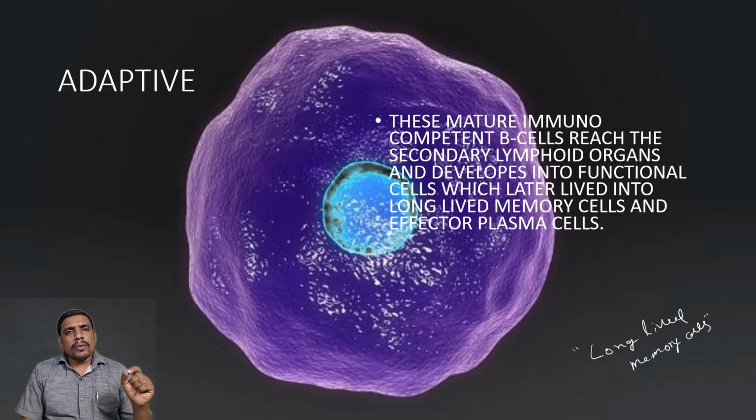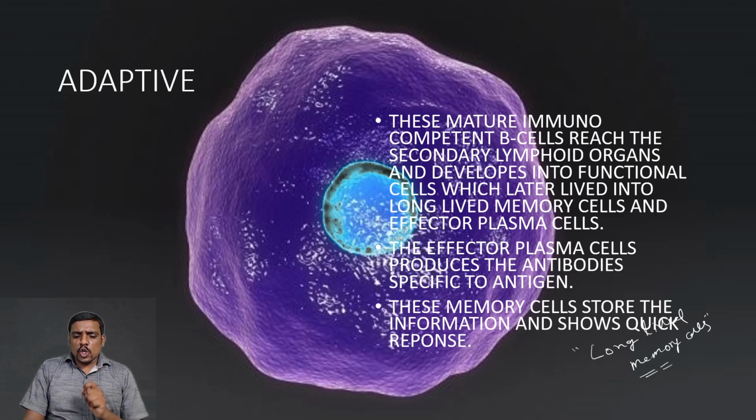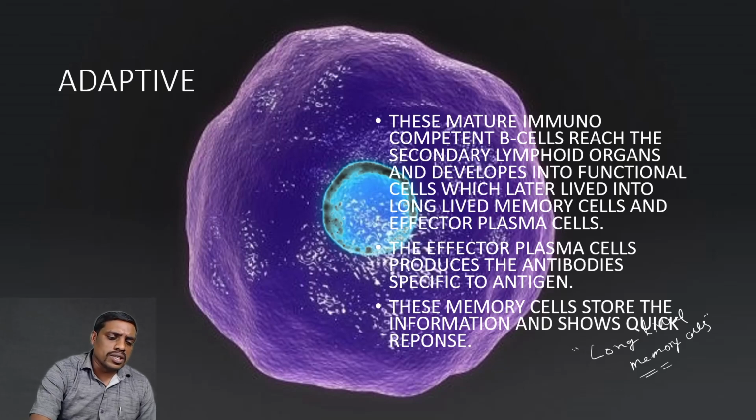These long lived memory cells produce antibodies against some disease causing pathogens. They can store the information against the disease causing pathogens if they enter our body. Here the long lived memory cells later transform into effector plasma cells. These effector plasma cells finally produce antibodies specific to a particular antigen. So mark it. The memory cells store the information and show a quick response.